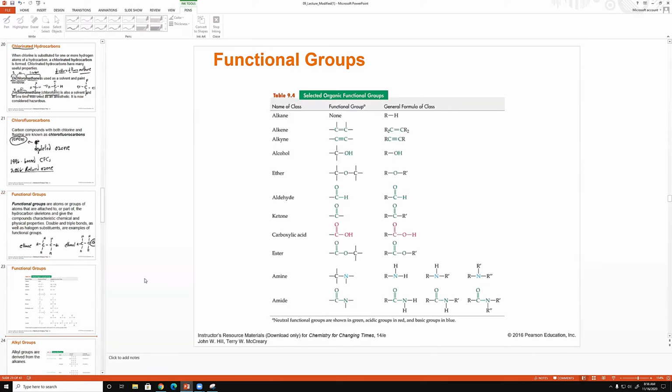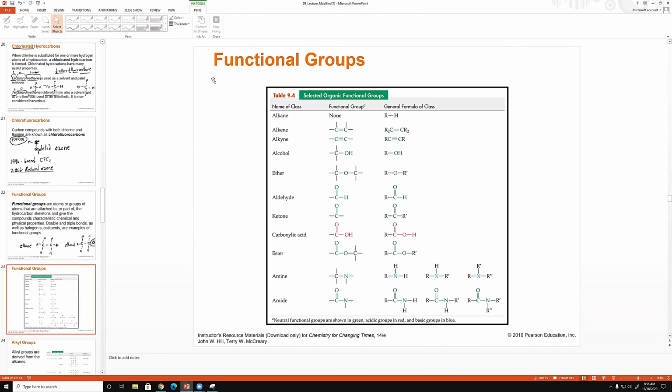So here's the list of all the functional groups. And we already know several of them. The first one, alkane, is very simple. It's just the normal carbon structure. Then we know you can modify it by making a double bond called an alkene. Then you can modify it again by making a triple bond called an alkyne.